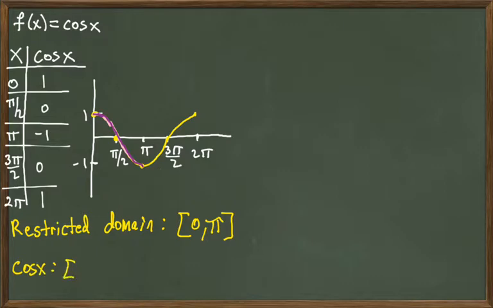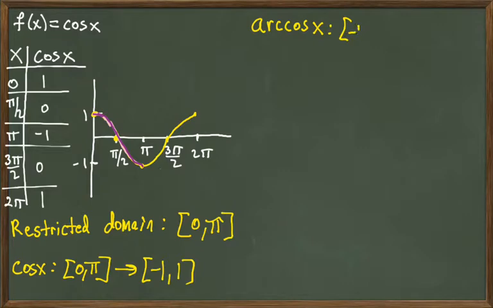Okay. So the cosine is going to take the restricted domain 0 to pi, and then that's going to dump that into minus 1 and 1. To find the domain and range for the arc cosine, you just switch the domain and range for the cosine.